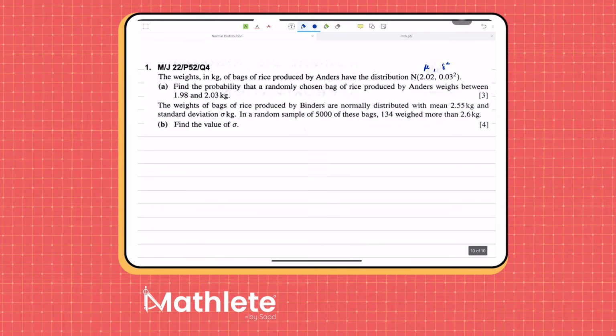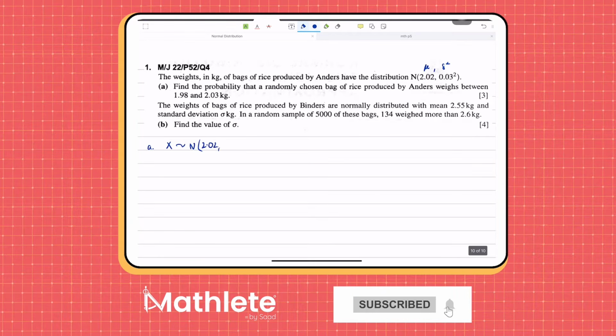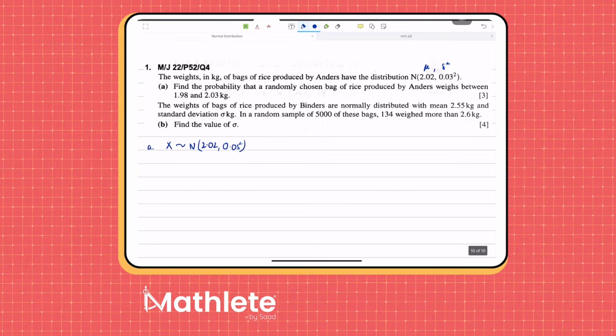Okay, so now in the first part, here's what we have to do. X is normally distributed, or follows a normal distribution, with 2.02 and 0.03 squared, written in the question. We have to find out the probability that X, a randomly chosen bag of rice, is in between 1.98 and 2.03. So what do we have to do with these two values? We have to first find their z-scores, or convert them into z values. The way to do that is we do x minus mu upon sigma, the standard deviation.